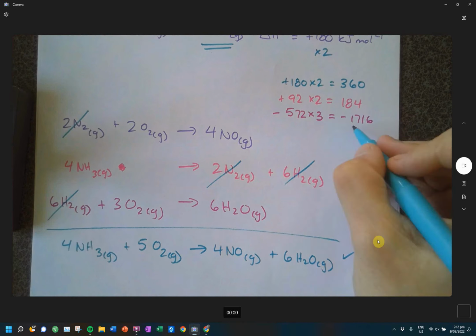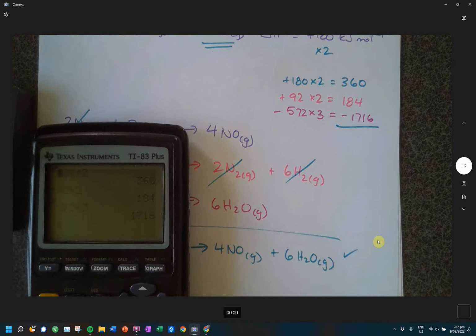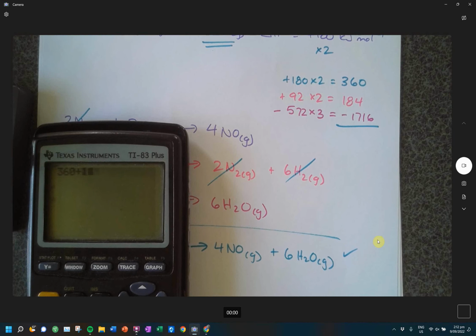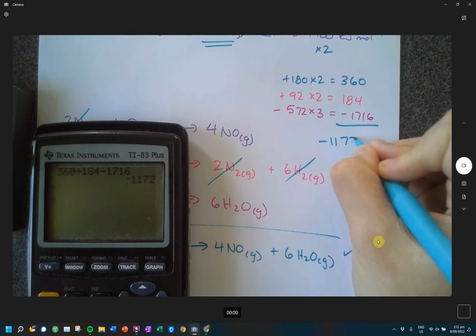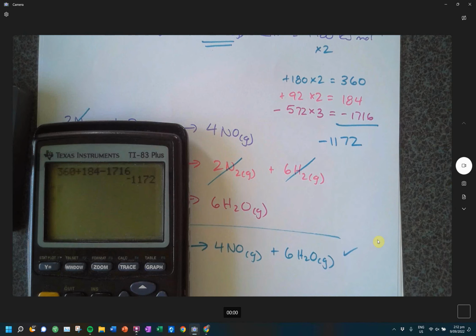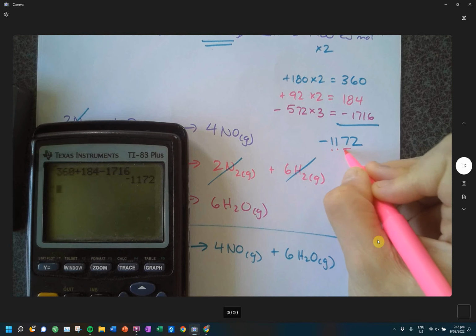So now I'll go through and add my numbers. So 360 plus 184 minus 1,716, I get negative 1172. If I want to round that to 3 significant figures, we go 1, 2, 3. I'm rounding to the 7.